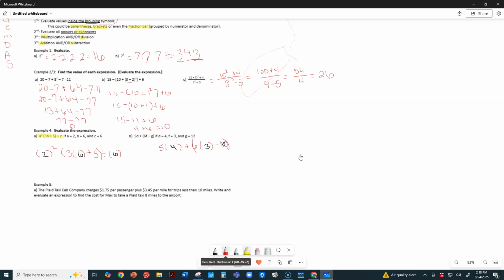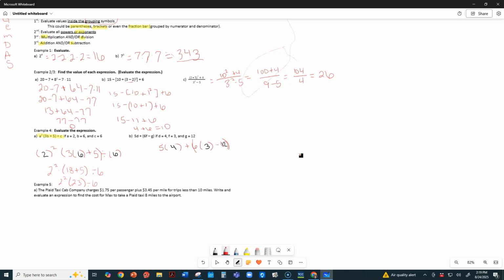So I'm going to have, we have a grouping symbol first. So I'm going to do what's inside the grouping symbol. Inside the grouping symbol, there is multiplication. So 3 times 6 is 18 plus 5. And that's going to be divided by 6. And it's also going to be multiplied by 2 squared. Okay, so I'm still going to do 2 squared times 18 plus 5, I believe is 23, divided by 6.